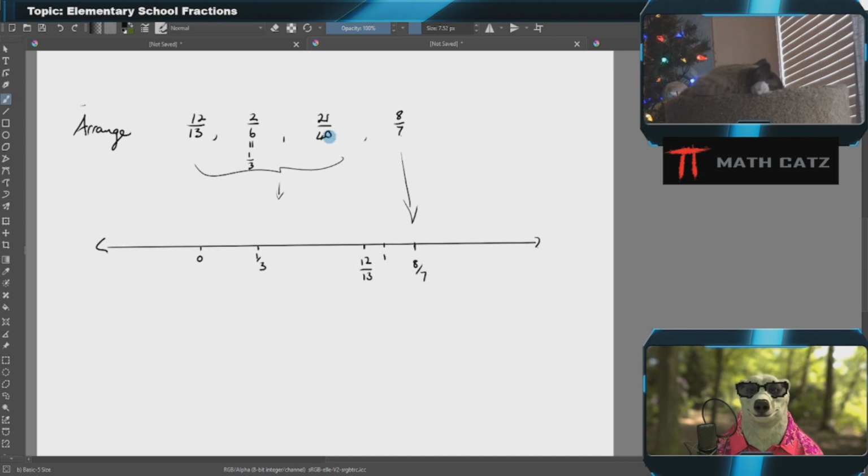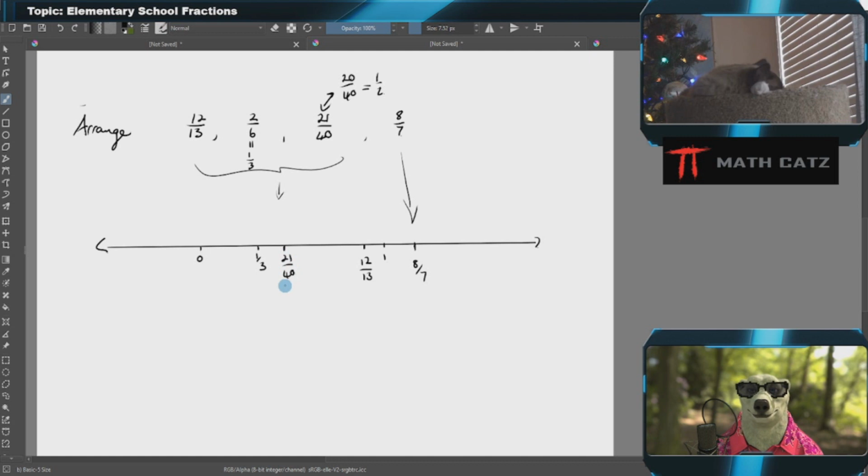Now 21/40, I can compare this to 20/40, which is a half, and say, well, okay, this is very close to a half, and a half is quite a way away from 1/3. And so I can put 21/40 there.